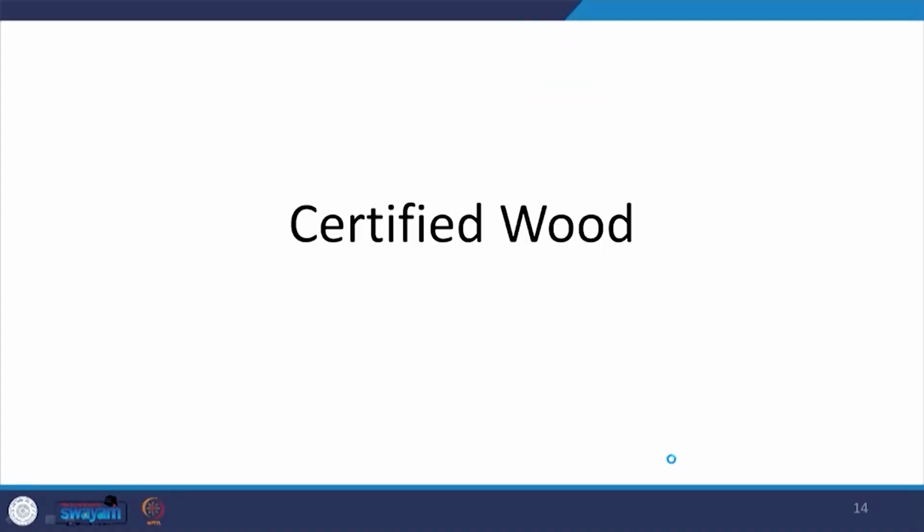The next category of consideration when we are talking about materials is certified wood. Wood in itself is a renewable material, but not all wood is rapidly renewable. So, we may not have rapidly renewable material, but we can still use wood if it is properly managed. This is what we are going to address here as part of certified wood.